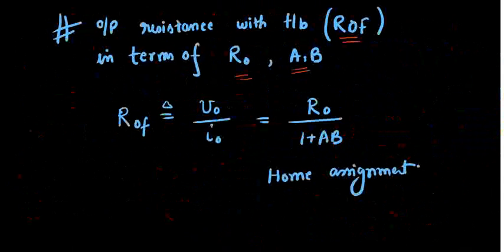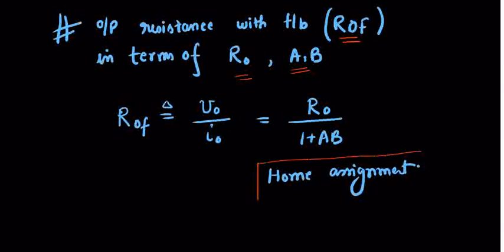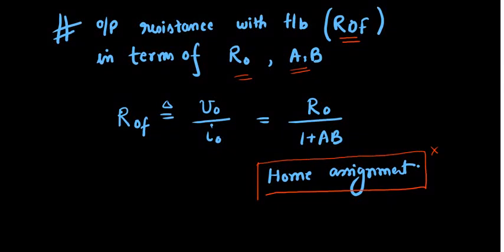Yes, so this will be your home assignment that you need to please try to do, and the answer is in the book, so you can take help from the book. What is the output resistance with feedback in terms of output resistance without feedback, or open loop output resistance, open loop voltage gain, and gain of the feedback circuit?